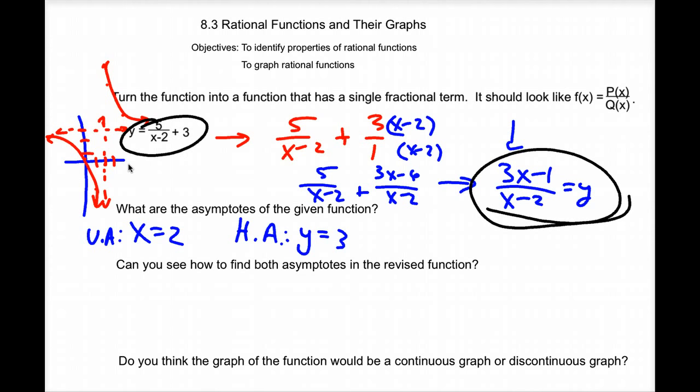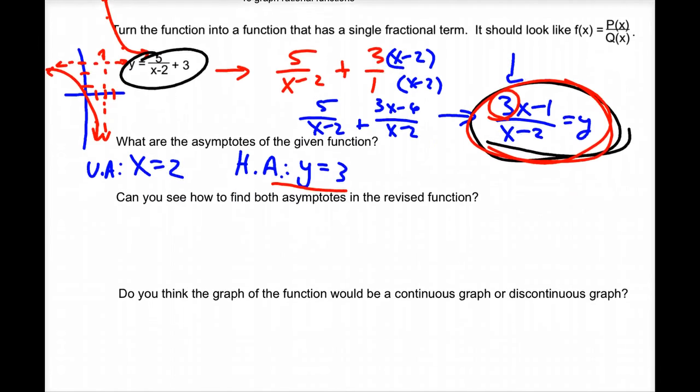Well, the x equals 2, that's still pretty easy, because that still makes the bottom equal 0. The y equals 3, I don't know. I see a number 3 right here, but just because there's a 3 there, does that necessarily mean it's y equals 3? And that's what we need to figure out. We're going to discuss that when we turn the page here. How can we determine what the horizontal asymptote is when it's in this form, like a simple fraction?